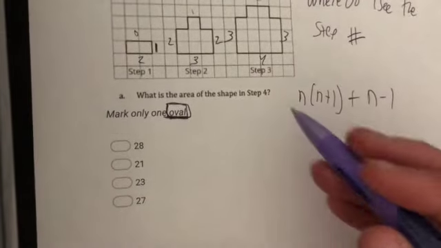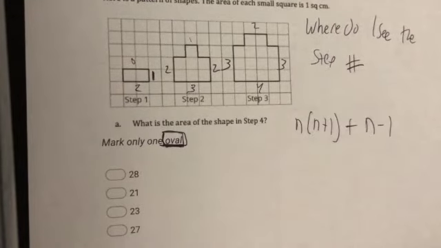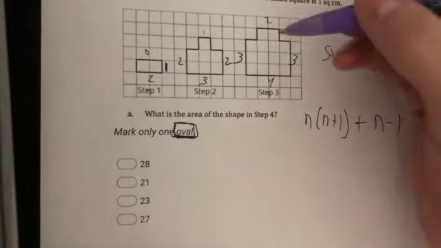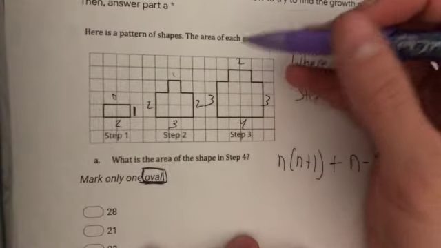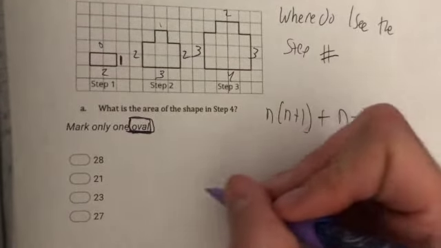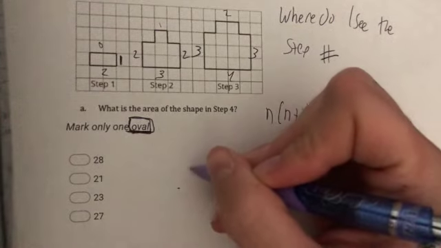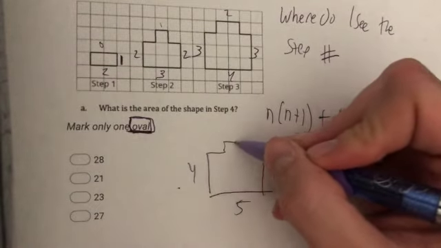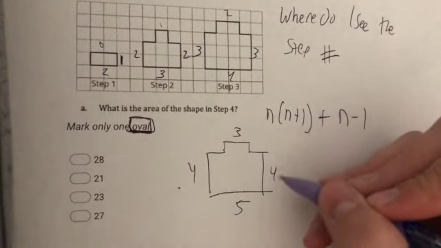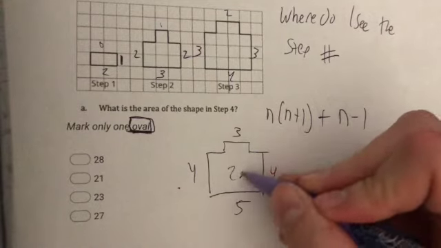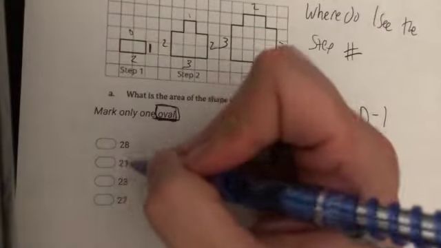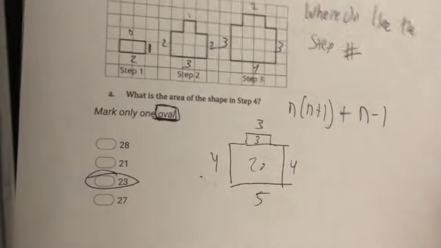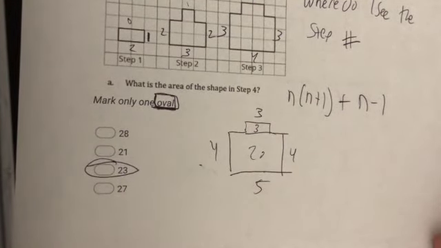So what do I have to figure out? I figure out what's the area of the shape in step 4. Oh, dang it. That's easy. Okay. So, well, I could use my rule. Or I could think, well, all right, in step 4, it'll be 4 tall, it'll be 5 wide, and there'll be 3 on the top. So, let's see, 4 by 5 is 20, plus 3 is 23. All right, so that is my answer there. And I'll use my rule on the back, hopefully.